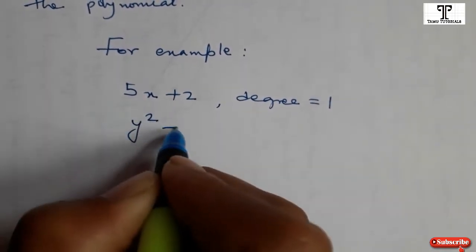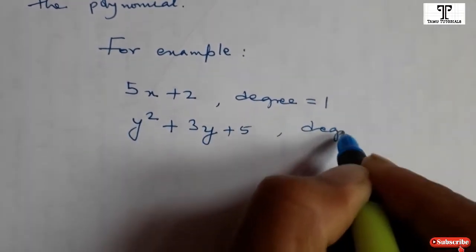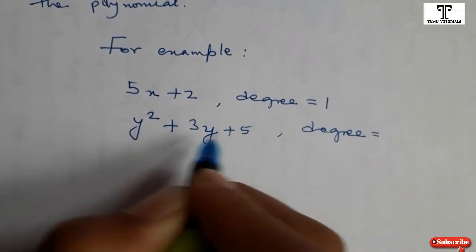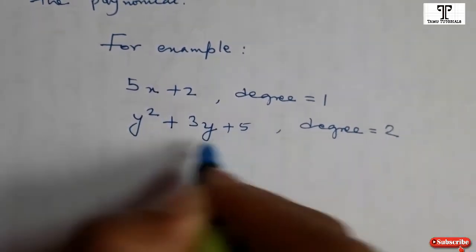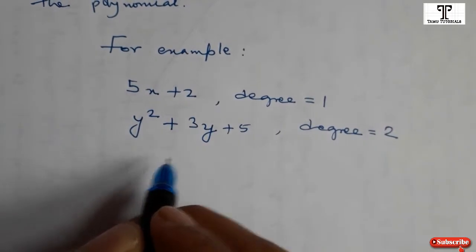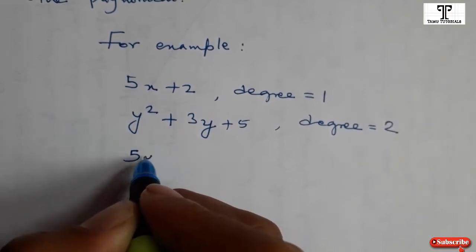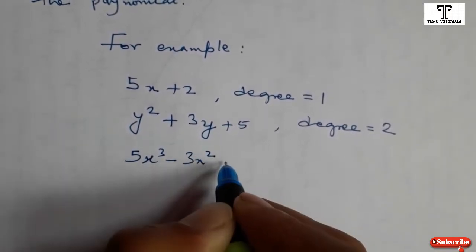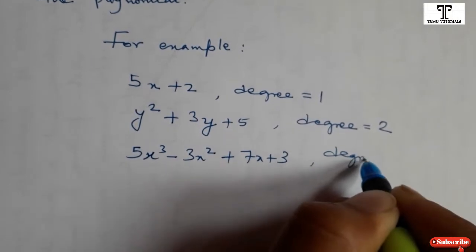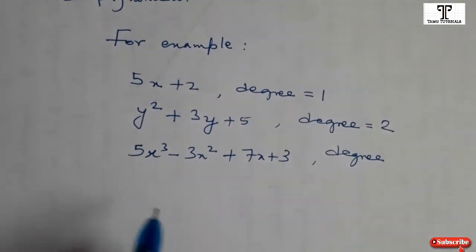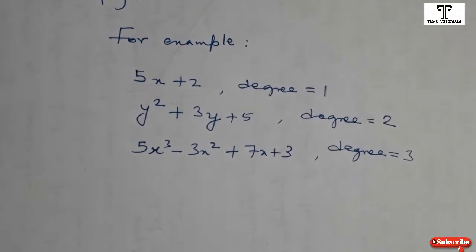So y square plus 3y plus 5, its degree is equal to the highest power of the variable involved. y is the variable, so the highest power of the variable is 2, so the degree of the polynomial is 2. Okay, so 5x cube minus 3x square plus 7x plus 3, its degree is 3, since the highest power of the variable is 3. So I think the degree of the polynomial is clear.